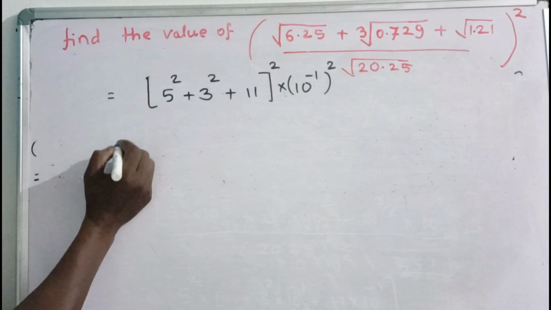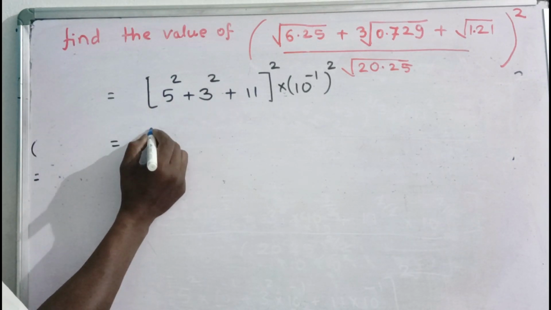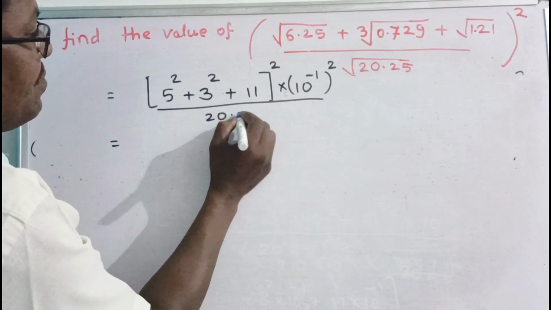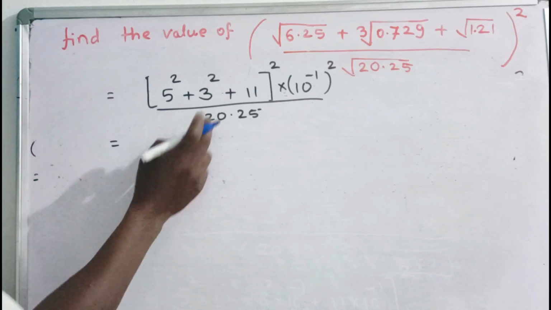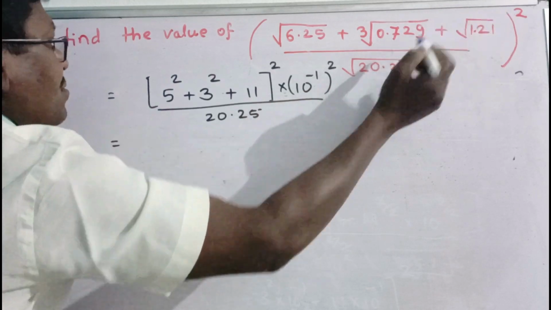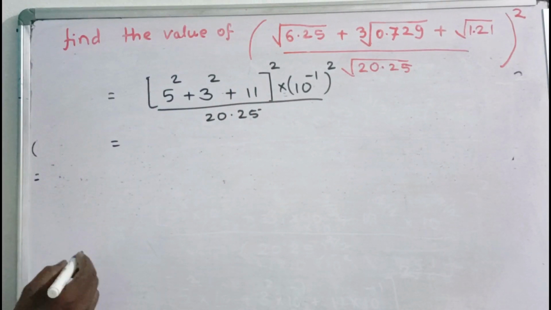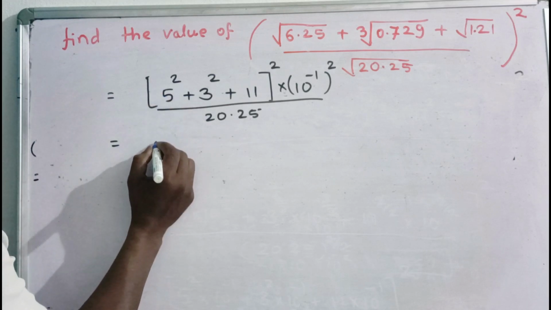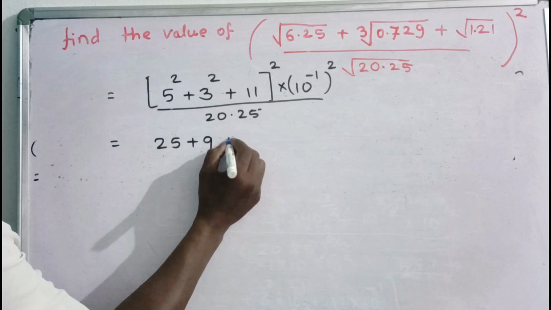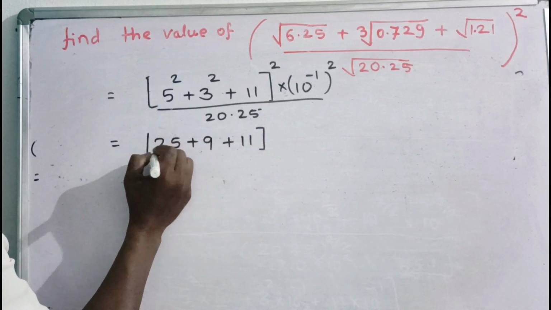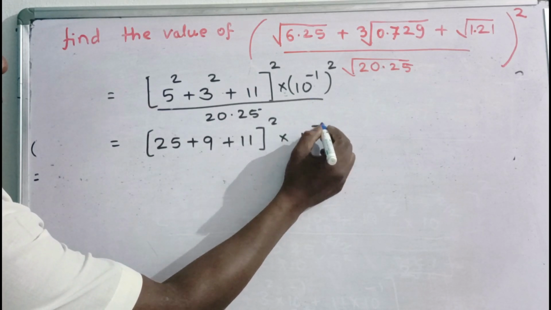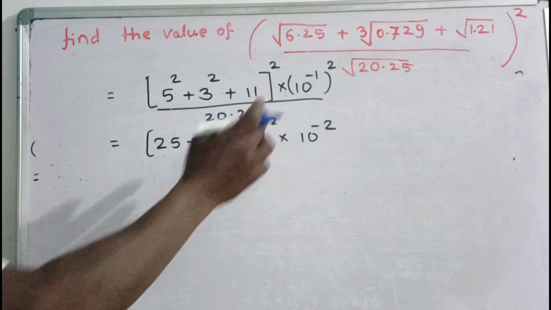नाउ व्हाट इज द 5 स्क्वायर डिवाइडेड बाय, इसको डिवाइडेड बाय 20.25. रूट का कैंसिल हो गया, मैंने बता दिया. ये स्क्वायर सेपरेट हो गया इसलिए 1/2 रूट अंडर रूट कैंसिल हो गया. 20.25 रिमेनिंग. 25 प्लस 9 प्लस 11 होल स्क्वायर इंटू 10 to the power -2. Why it is -2?